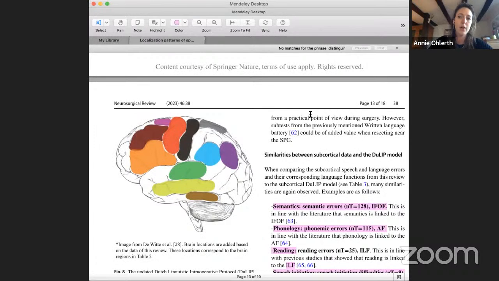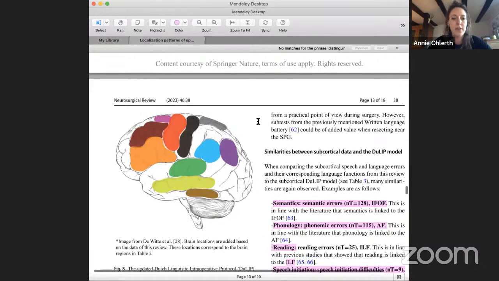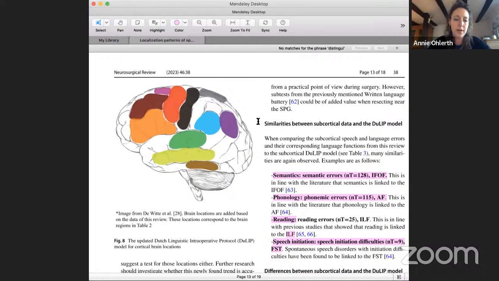I wouldn't call it a whole model because it doesn't really tell you how the areas interact. For me, it's more an enumeration of: this is a function we assume, and this is the task you can use. But it consisted of this depiction of it. There's one for the subcortex as well.